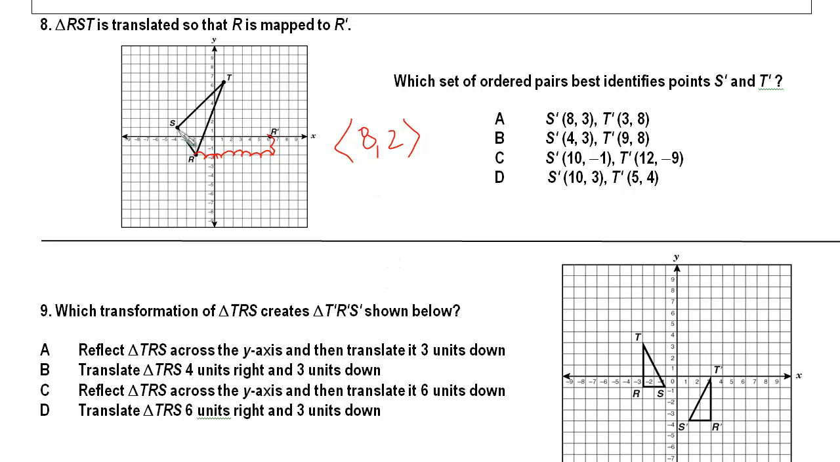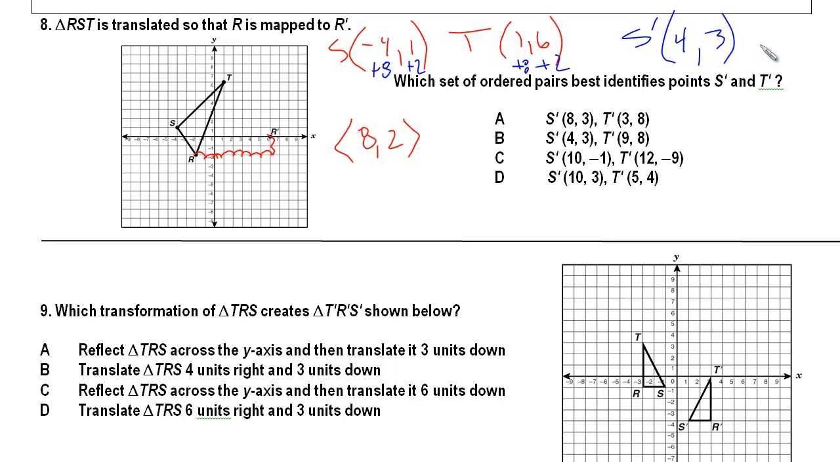So if I take the coordinates, I can move them all in the same vector, or I can just take the actual coordinate listing, so -4 and 1, and then t is 1, 6. And so if I add 8 to this one, s prime, add 8, add 2, add 8, add 2. So this one's going to be 4, 3, and t prime will be 9, 8. So 4, 3, and 9, 8. B is the correct solution.